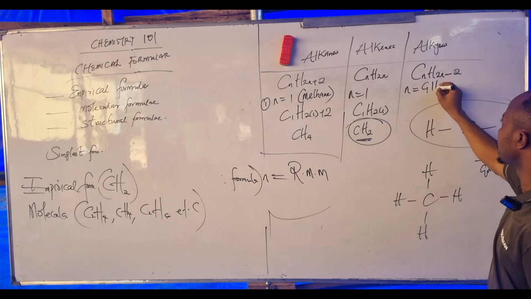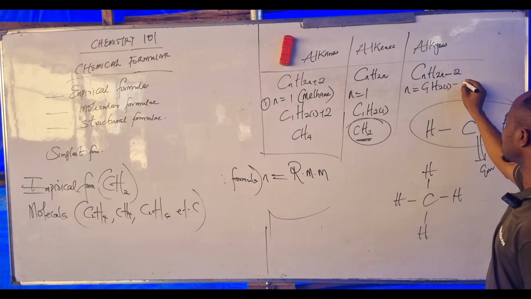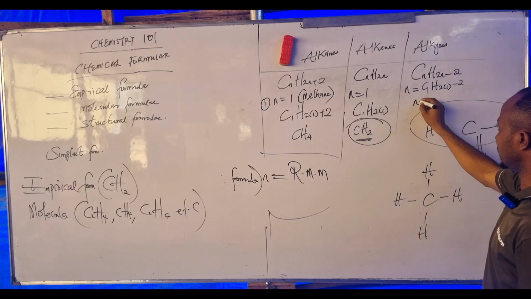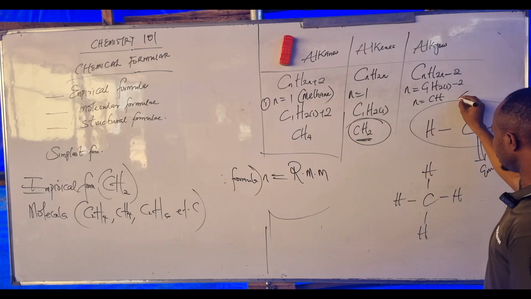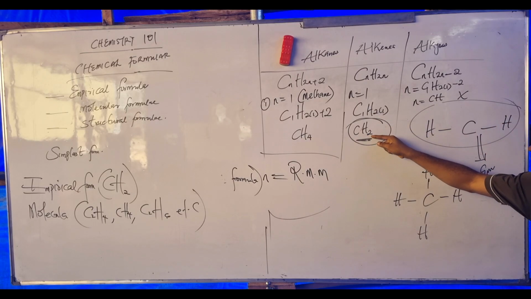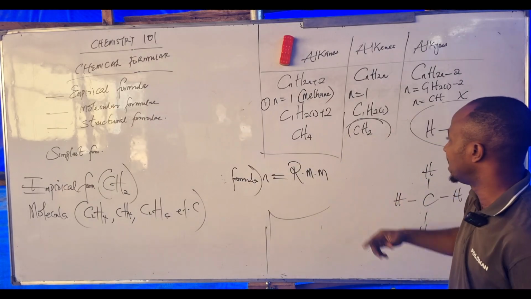C1, right? H what? 2 times 1 minus what? 2. That will give us what? n equals what? CH, right? This does not exist too. Hope you are aware. But we cannot call this what? Empirical. Why did we say this is empirical? Because from here we can generate other compounds.